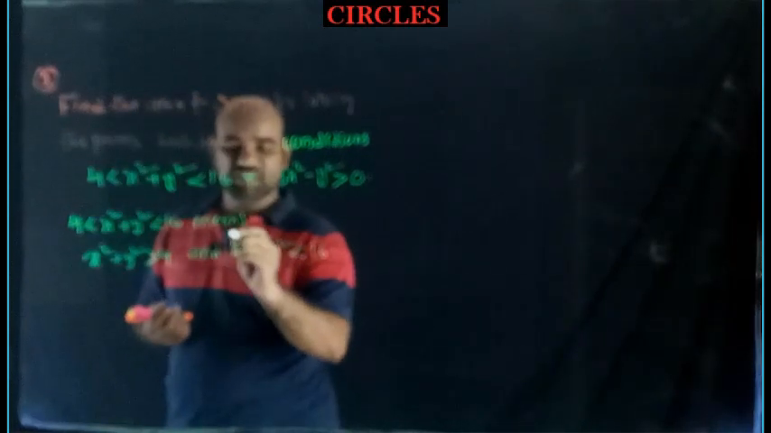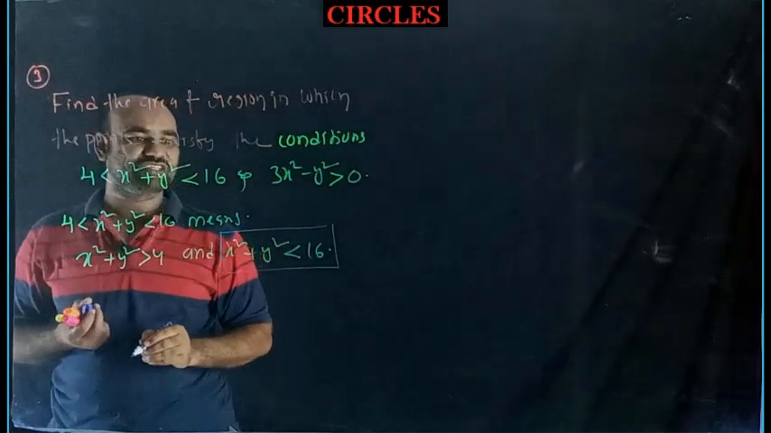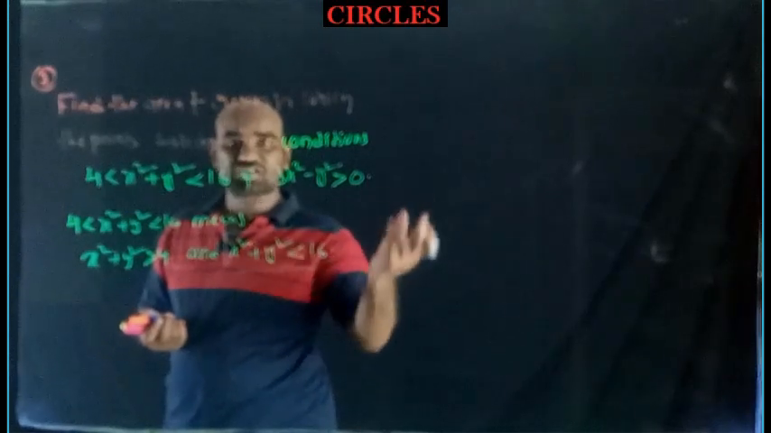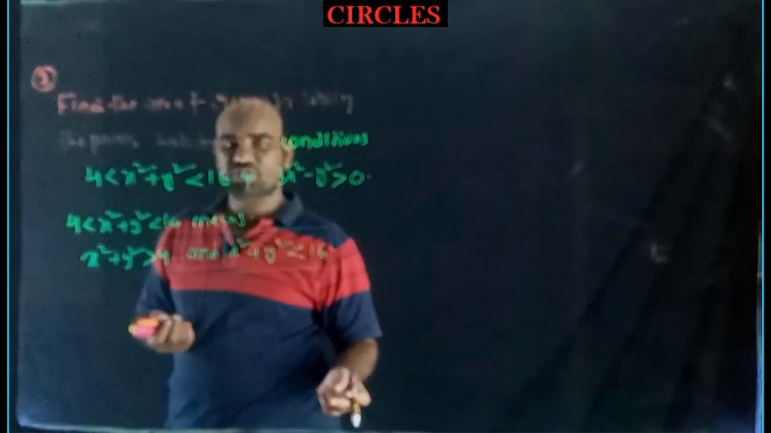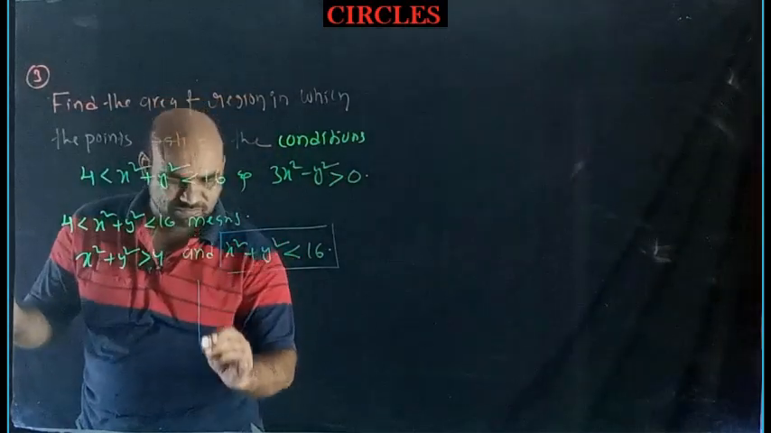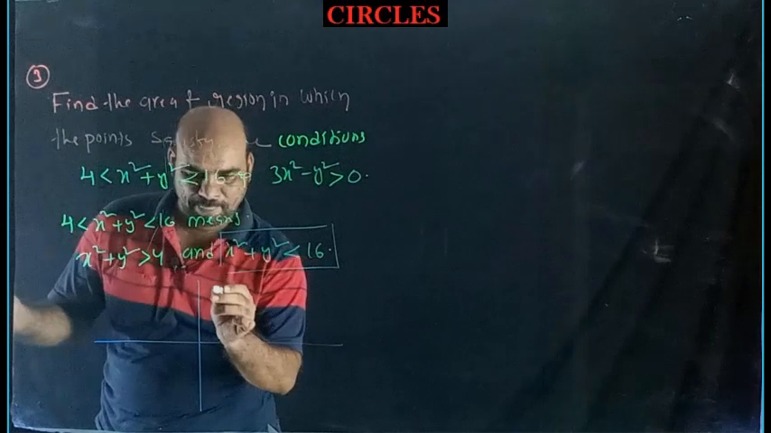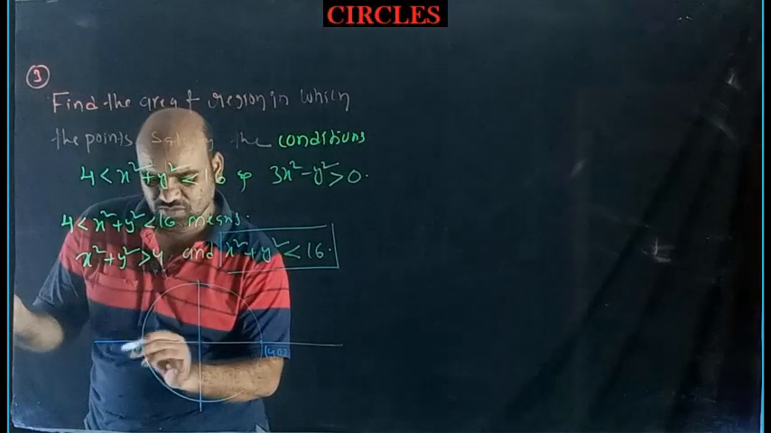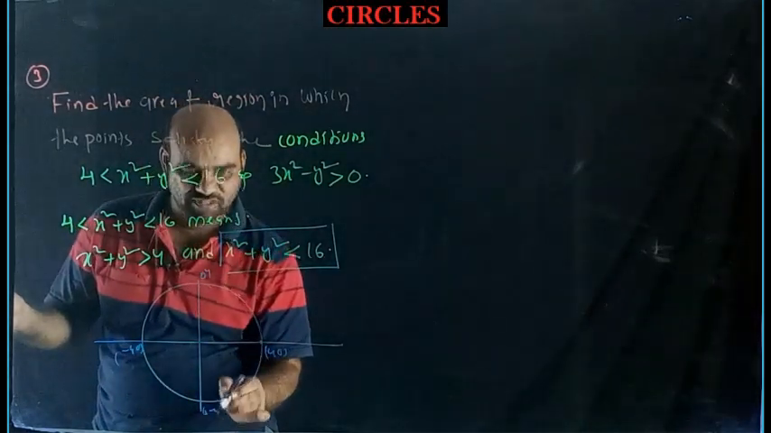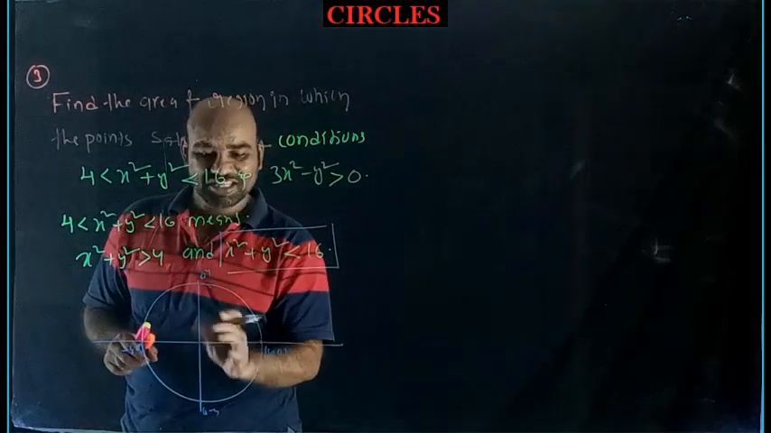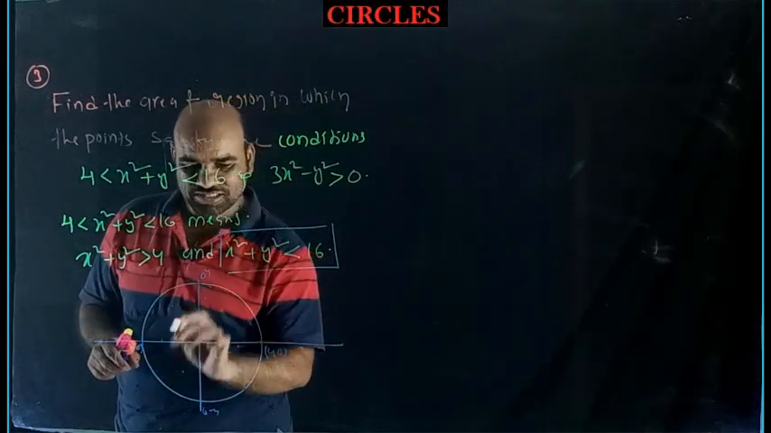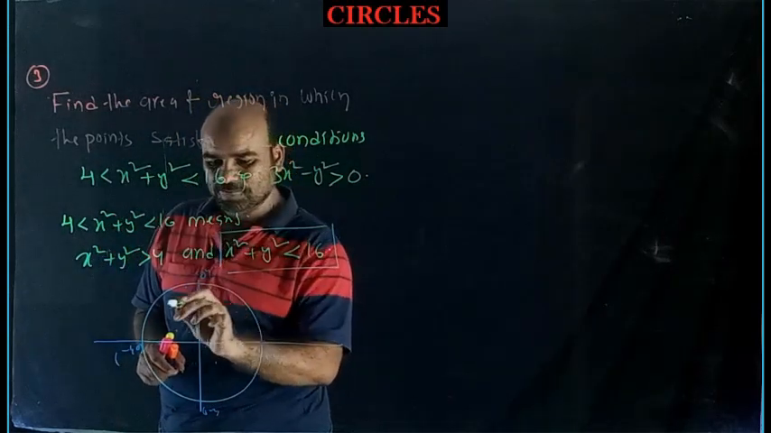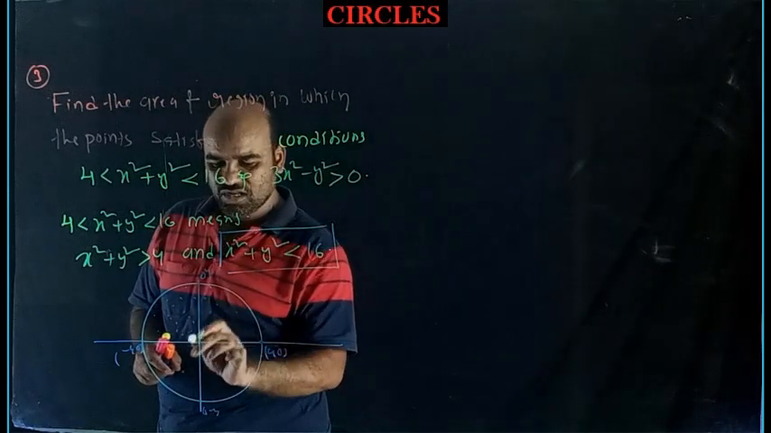First of all, I want to find the region satisfied by x square plus y square less than 16. That means first I want to draw the circle x square plus y square equal to 16, that is 4 square. A circle with center 0 comma 0 and radius 4. This is 4 comma 0, this is minus 4 comma 0, 0 comma 4, 0 comma minus 4. Every point inside the region, all these points, will satisfy x square plus y square less than 16 except the points on the circle.